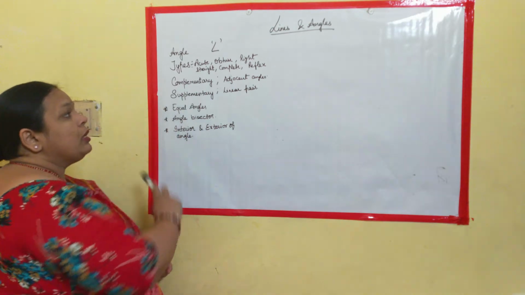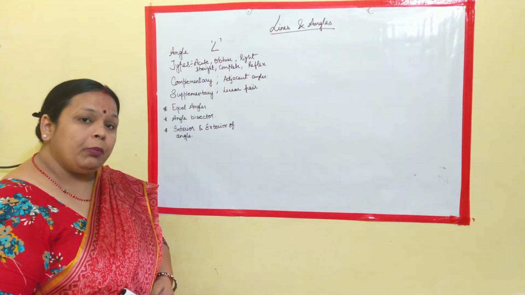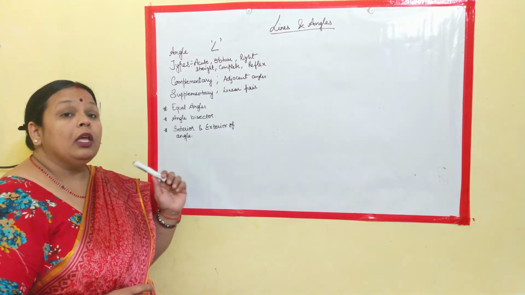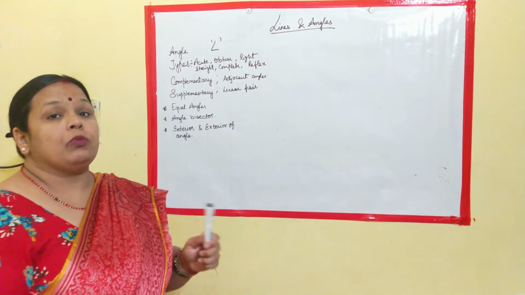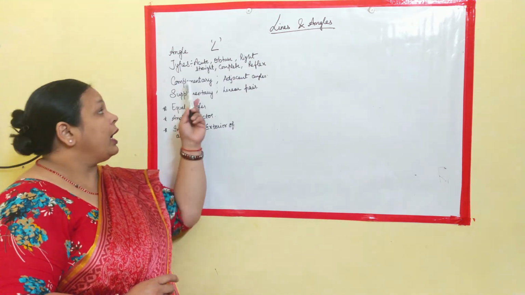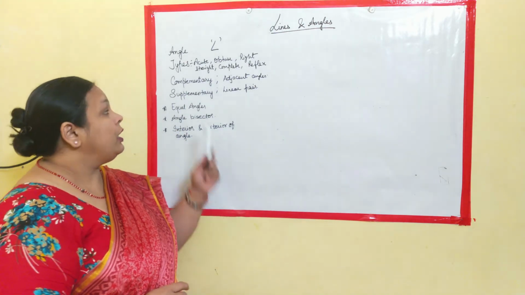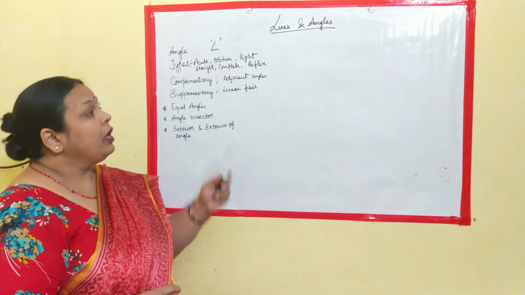We have also learned about complementary angles and supplementary angles. What did we learn yesterday? Complementary angles: when the sum of two angles is equal to 90 degrees, we call them complementary, and when the sum of two angles is equal to 180, they are supplementary.